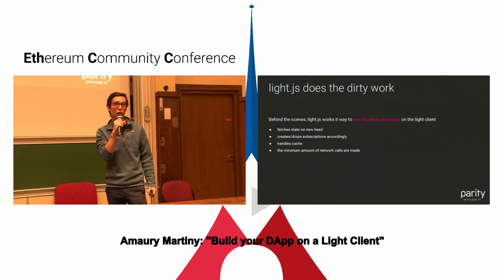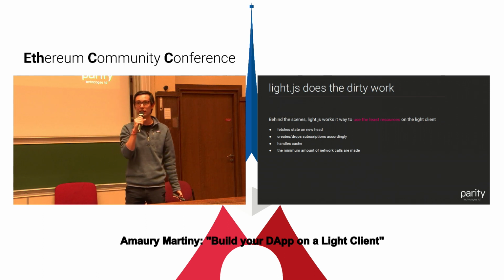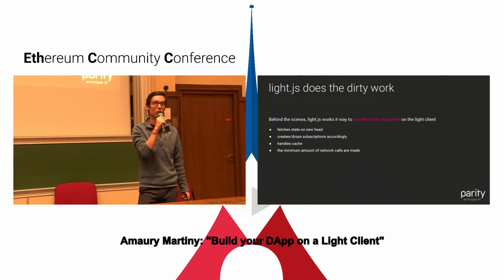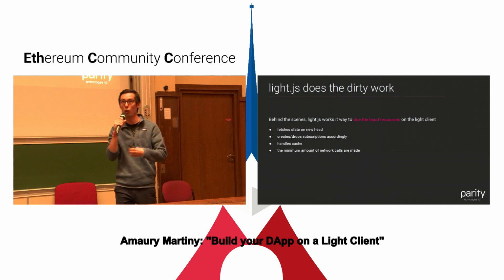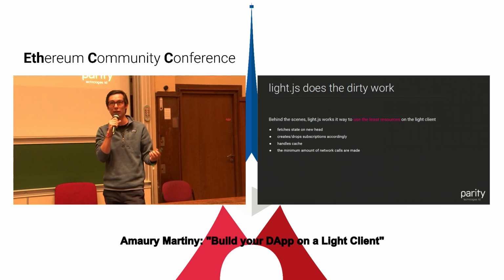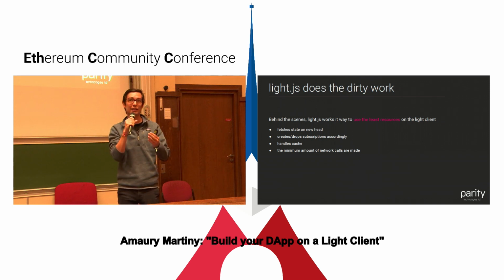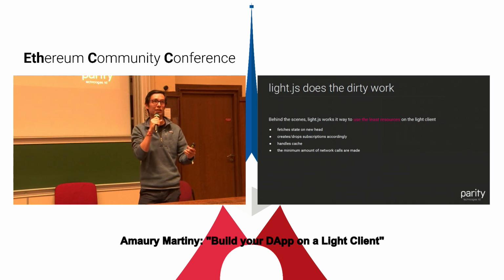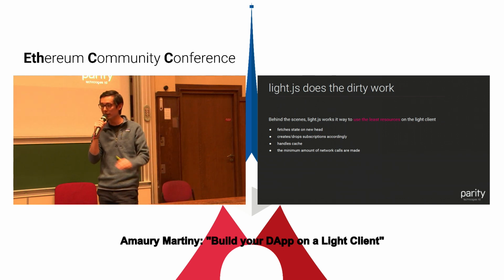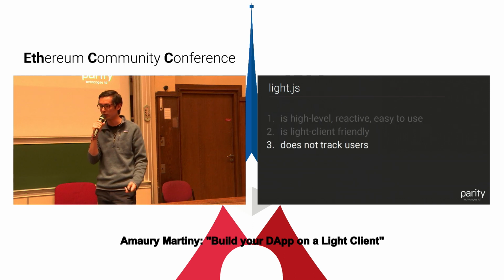It creates and drops subscriptions, either HTTP subscriptions or WebSocket subscriptions, only when needed. And if there's no one listening to any subscription, then it drops everything. It handles cache, and overall, it makes the least amount of network calls, because network calls on the Light node are quite expensive sometimes. So the least amount of network calls are made, and that's the goal of Light.js.